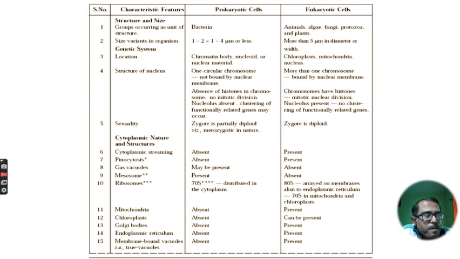But in case of eukaryotic cell, this nuclear material is mostly located in chloroplast, mitochondria and the nucleus. But in case of prokaryotic cell, this nuclear material, which we call a nucleoid, is particularly located in the cytoplasm of that cell.